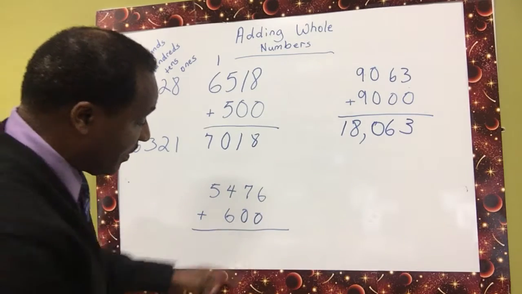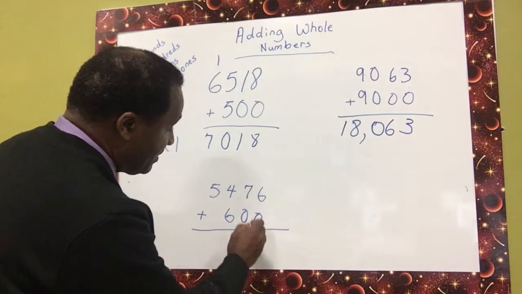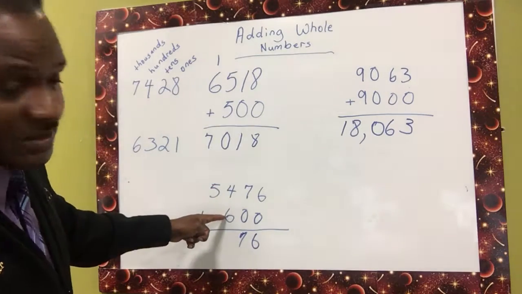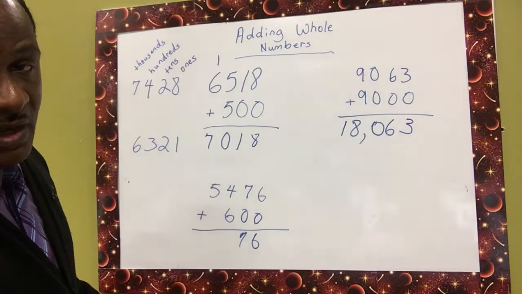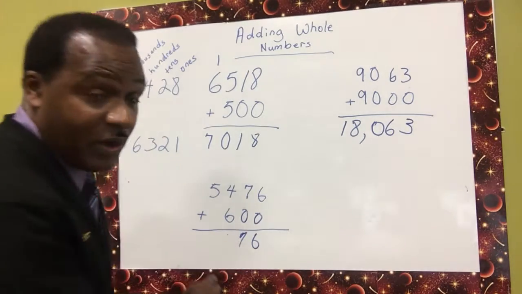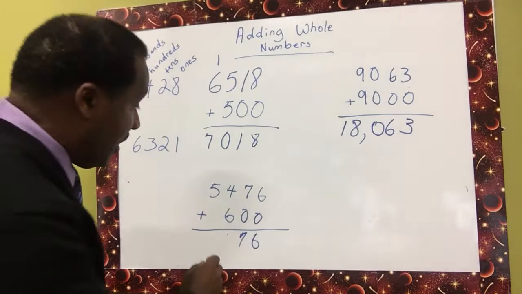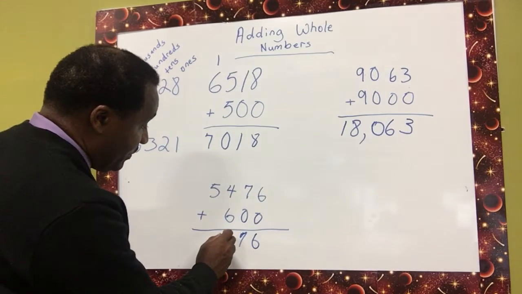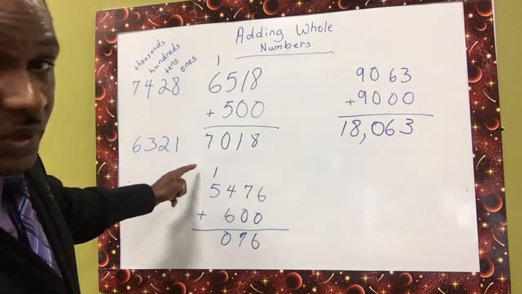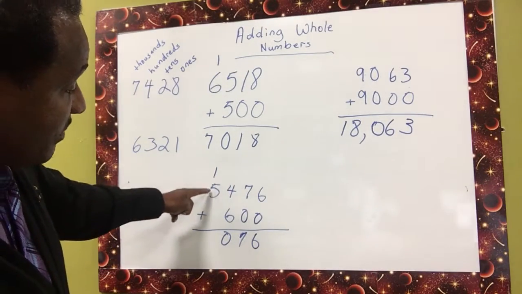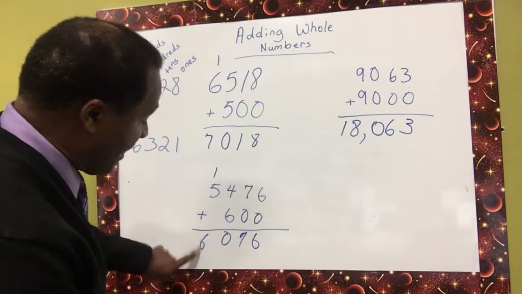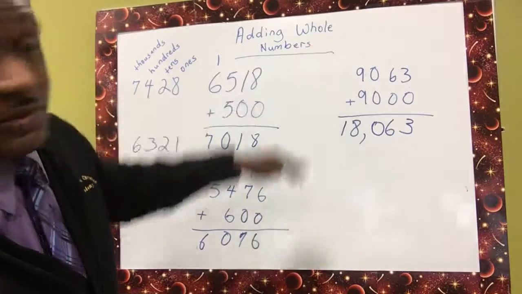6 plus 0 would be 6. 7 plus 0 would be 7. And 4 plus 6 hundreds would be what? 10 hundreds, or what we call 1,000. So that'd be 1,000. And 1,000 plus 5,000 would end up being 6,000, and that's how we add whole numbers.